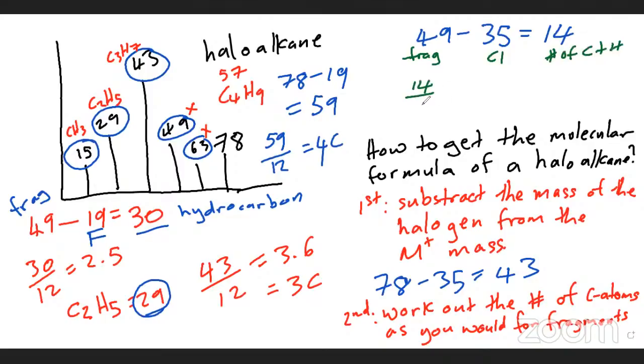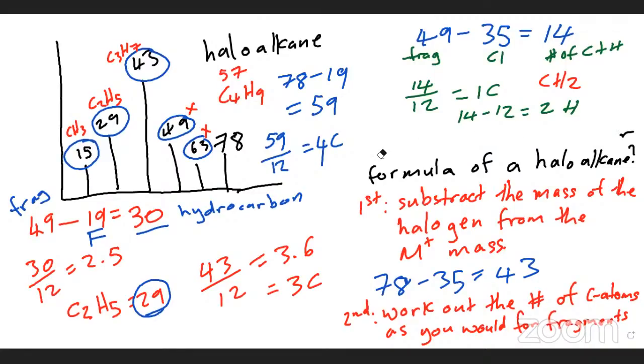So 14 divided by 12, that will have one carbon. All right? One carbon has a mass of 12. So 14 take away 12, that is two hydrogens. All right? So that means it is CH2. So CH2, that's 14 plus 35, it gives you back 49. So once you can get the fragment, it means you have the halogen. If you cannot get the fragment, you have the wrong halogen. All right. So that fragment is CH2Cl.